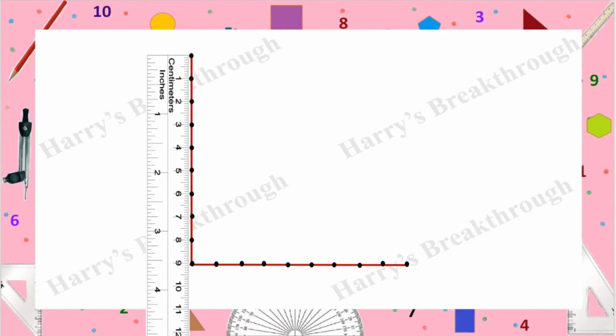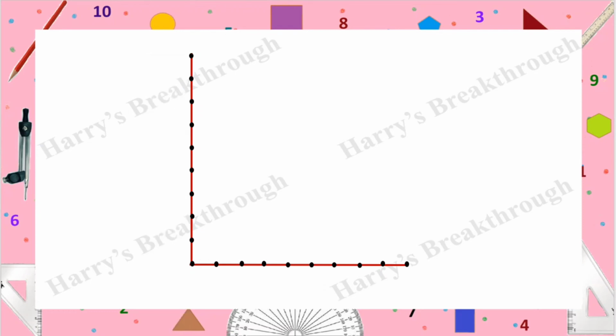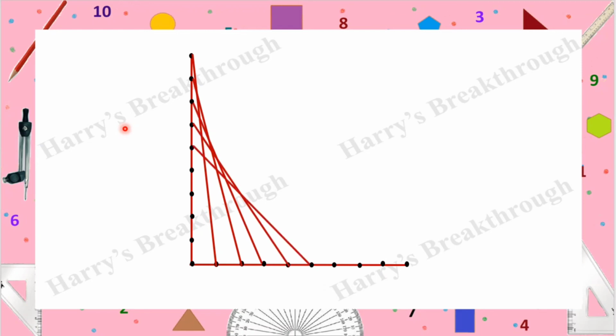Then you have to join these points. So I will show you how to join. For that, you can join the top point on the vertical line and the second point on the horizontal line. So draw a line like this. Next, from the third point of the horizontal line to the second point of the vertical line, like this. So in this way, draw lines. Now you got a pattern at this angle. Here we have drawn a 90-degree angle, and now we got a pattern at this angle.